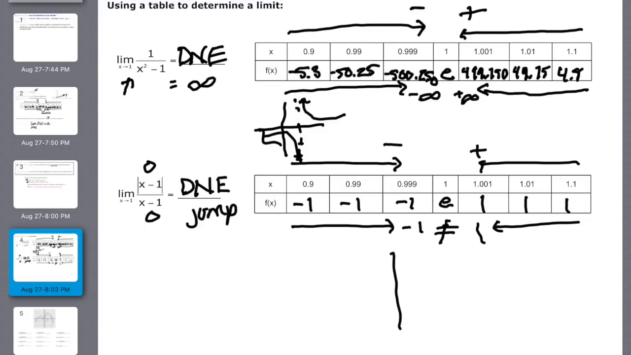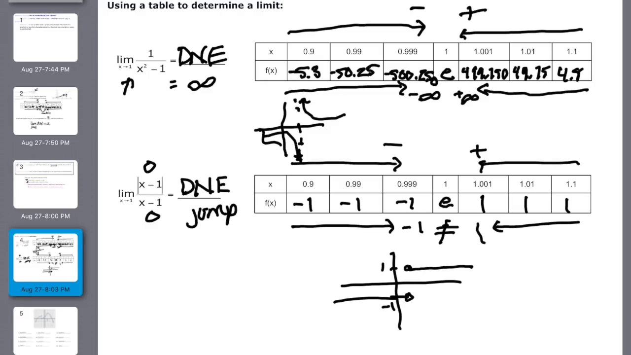So if we look at this graph, at 1 there's going to be a jump. And at 1 it is not defined. So that's kind of what this graph looks like, where this is 1 and this is -1.